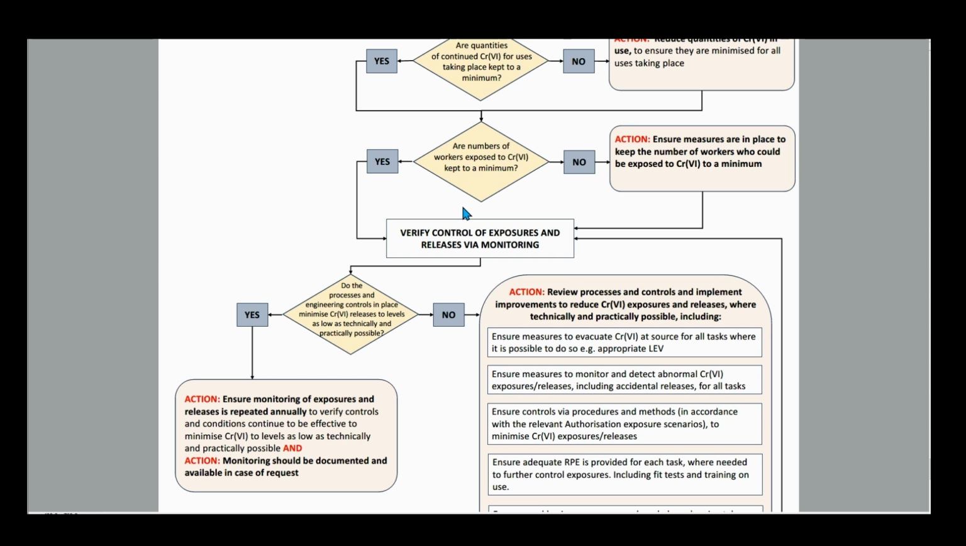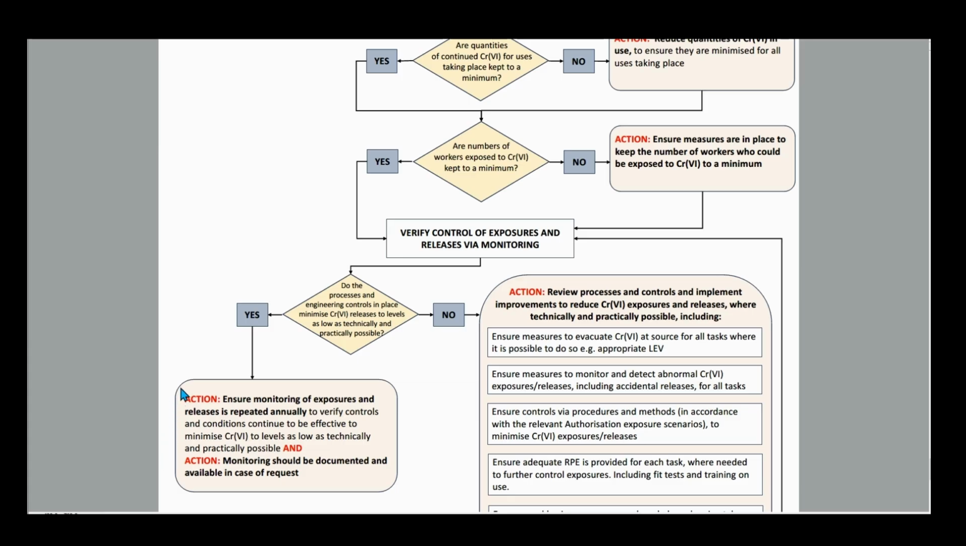You use the monitoring data collected to assess whether the processes and engineering controls in place minimize the releases of hexavalent chromium to levels as low as technically and practically possible. If you can answer yes to this question, you should repeat the monitoring of exposures and releases annually to verify that the controls and conditions continue to be effective. In addition, you should document the monitoring data and make it available on request.